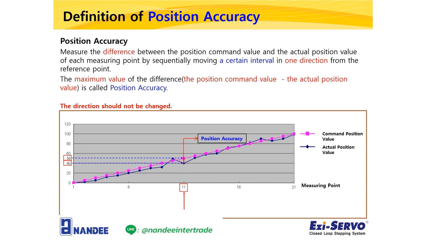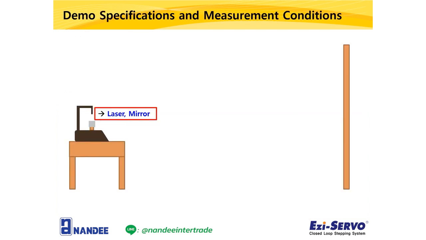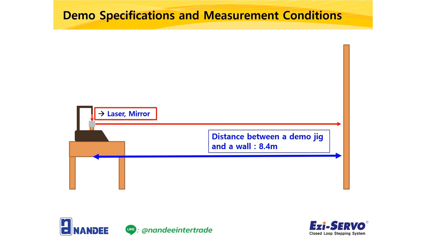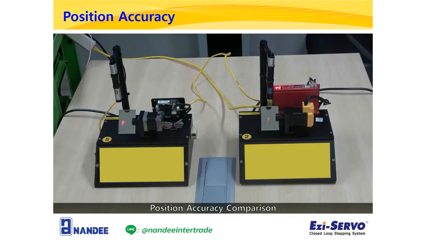I'll explain the error that occurs when the rotation direction of the motor changes in the next part, lost motion. With a demonstration, I'll show you what position accuracy is. First, let me explain the specifications of the demonstration and measurement conditions. As you can see, there is a demonstration in which you can visually observe the movement of the motor shaft by attaching a mirror to the motor shaft and reflecting the laser point on the screen. The distance between the demo jig and the wall is 8.4 meters. With the demonstration I explained, let's compare whether the actual position comes the same when the motors move 0.36 degrees in one direction.